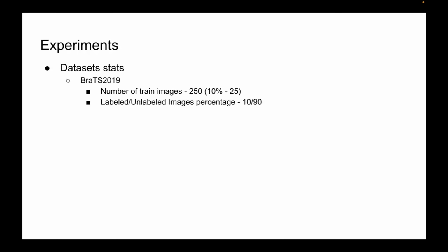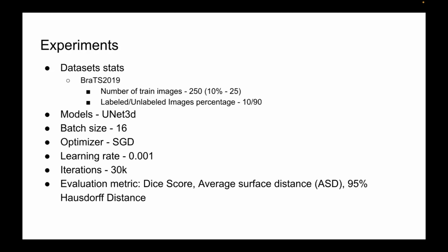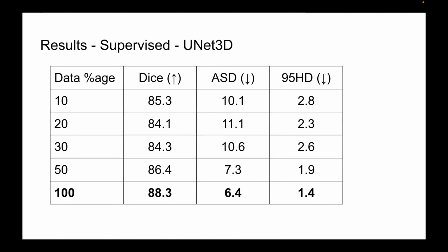Now, coming to the experiments. Firstly, the BraTS 2019 dataset has around 250 images, and right now I'm working with 10% of the dataset, so only 25 labeled images. I'm using 3D UNet with patch size 16, the SGD optimizer with a learning rate, and 30,000 iterations. The evaluation is done on three different metrics: the Dice score, average surface distance, and Hausdorff distance.